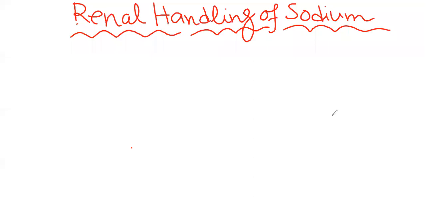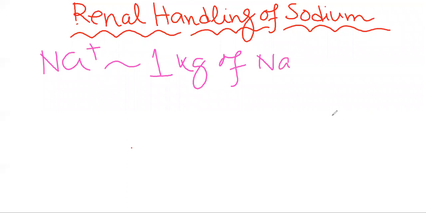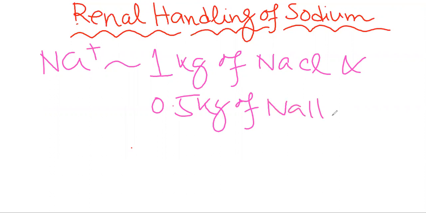Hello everybody. Today in this session we are going to discuss the renal handling of sodium. As we all know, sodium ion is one of the important solutes in the glomerular filtered load, and the daily filtered load of sodium ion is equivalent to 1 kg of NaCl and 0.5 kg of sodium bicarbonate.